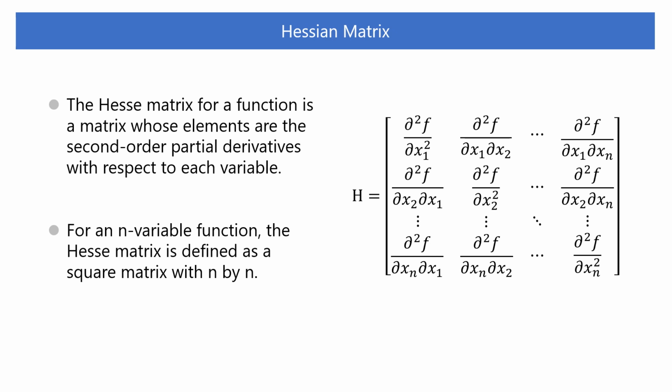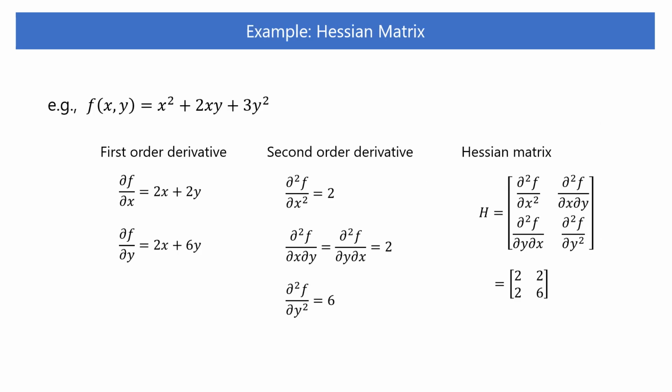The Hessian matrix for a function is a matrix whose elements are the second-order partial derivatives with respect to each variable. For an n-variable function, the Hessian matrix is defined as a square matrix of n by n. Let's use this function as an example to create a 2 by 2 Hessian matrix. The first-order derivatives of this function look like this, and the second-order derivatives look like this. Thus, the Hessian matrix is expressed like this.